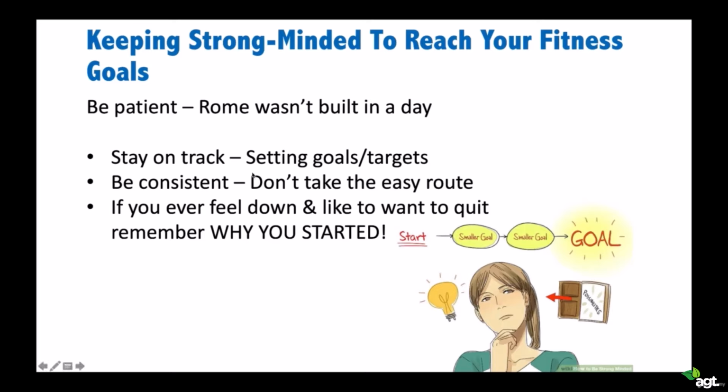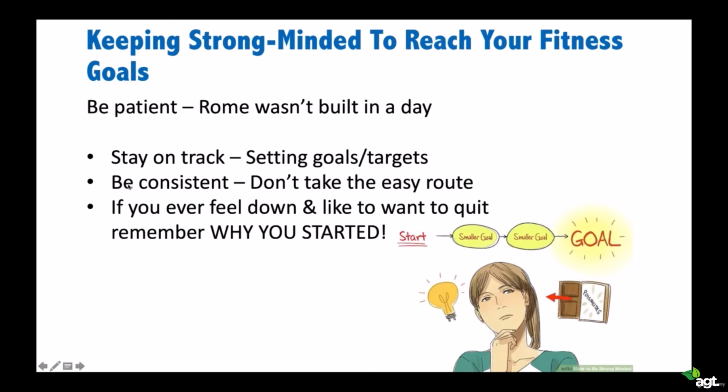Make sure you stay on track by setting goals and targets, because you can tick these off, and every goal that you complete gets you a step closer to reaching your overall goal, your overall target. So by setting smaller goals, you will eventually reach your main goals. And if you don't, you'll just start thinking about the possibilities of what if, and you don't want that, guys.